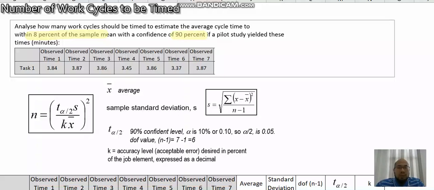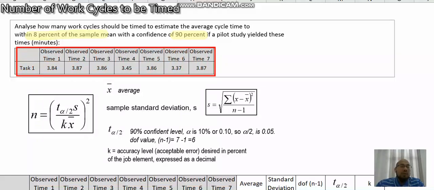So looking at this data, in task 1, there are 7 initial observations. And we want to analyze how many work cycles should be timed using a statistical technique. So we can use this formula to determine how many work cycles should be timed.